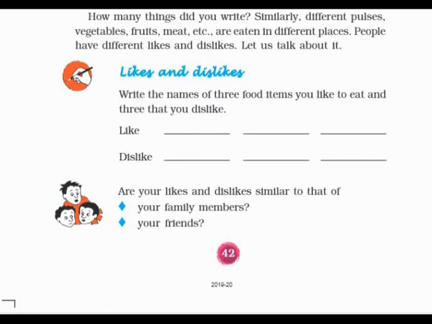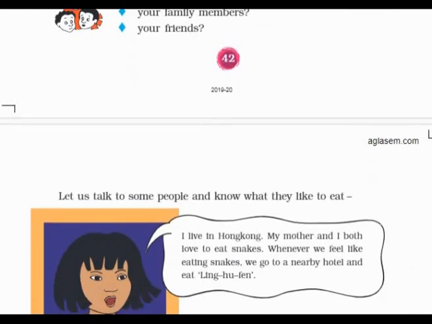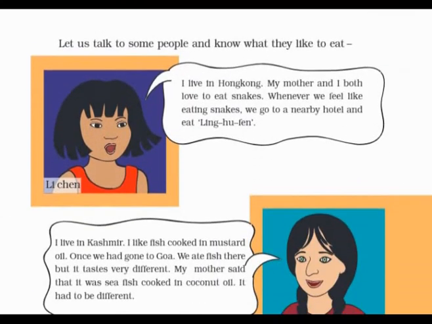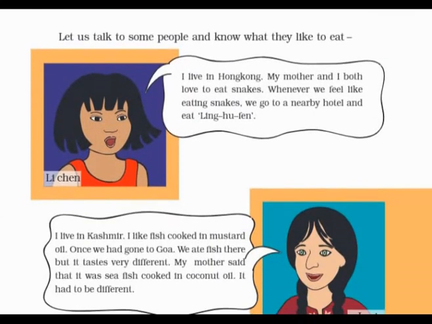Write the names of 3 food items you like to eat and 3 that you dislike. So here you have to write 3 food items which you like to eat and 3 which you don't like to eat. Are your likes and dislikes similar to those of your family members or your friends? Try to find it out. Let us talk to some people and know what they like to eat.